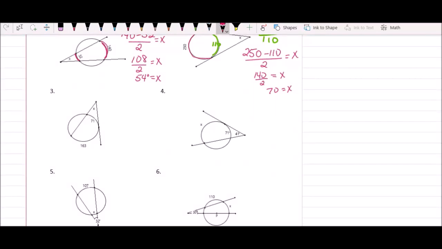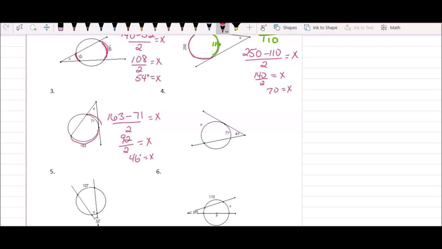Now we have an angle formed by 1 secant and 1 tangent. But again, same formula, the outer arc, 163, minus the inner arc is 71, divided by 2 equals the angle. So 163 minus 71 is 92, divided by 2, and that would be 46.